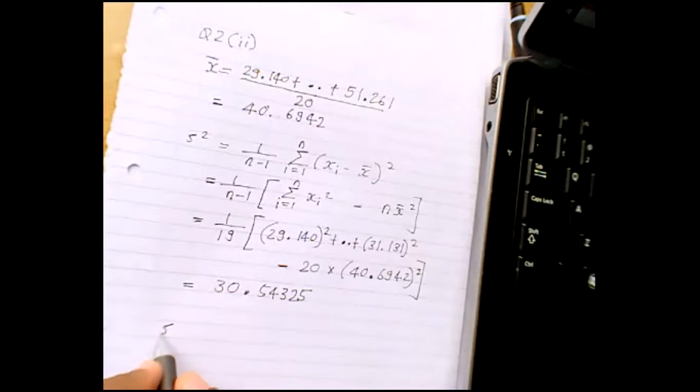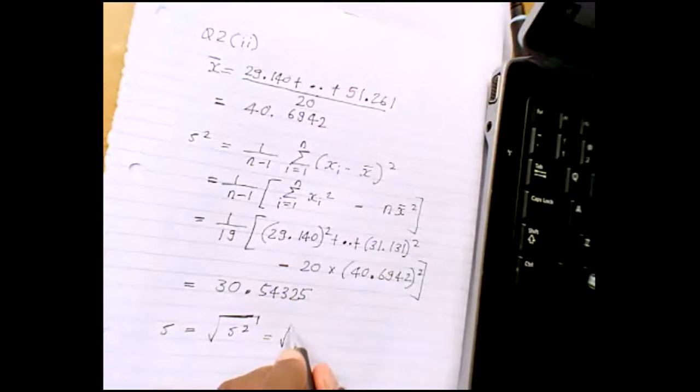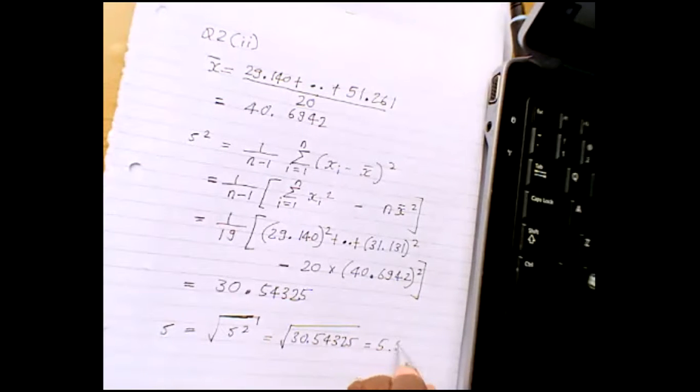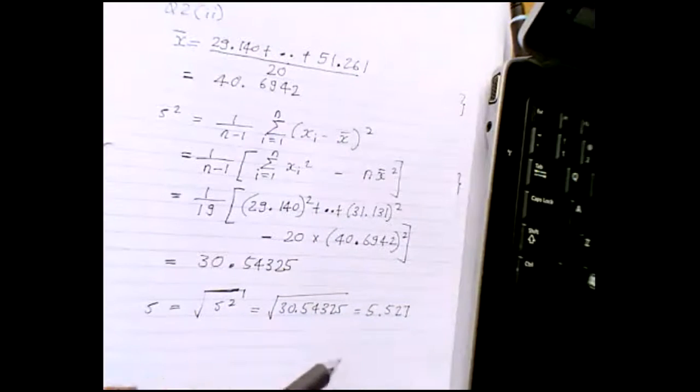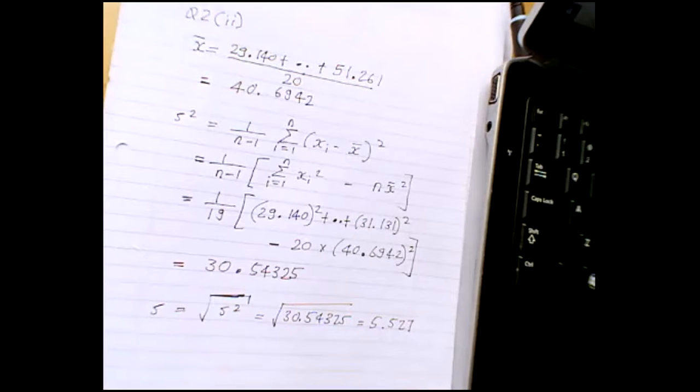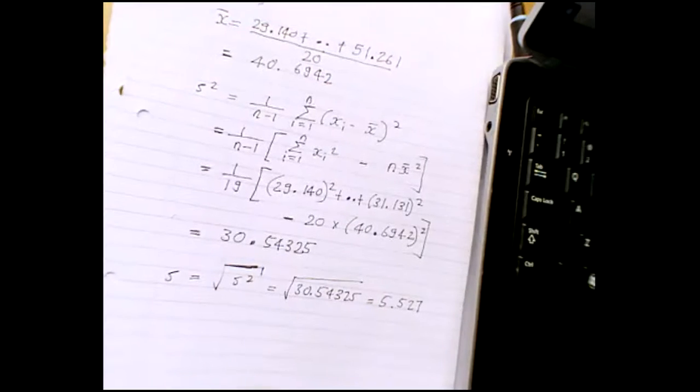Now to find the sample standard deviation, which is denoted by S, it is the positive square root of the sample variance. So it's the positive square root of 30.54325, and this is equal to 5.527. All right, guys, so this is the sample mean, this is the sample variance, and this is the sample standard deviation, right? So they're not so difficult to compute, right? All right, so let's go back to question two. Any questions, please feel free to use the chat room, okay?